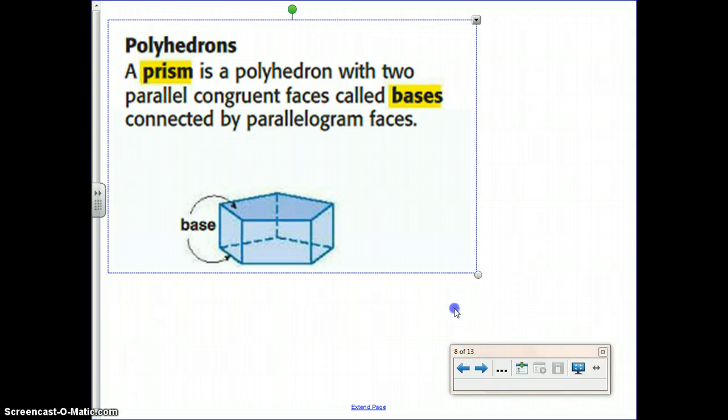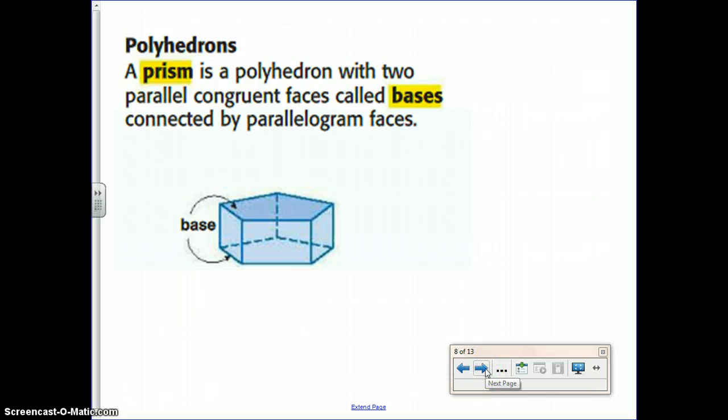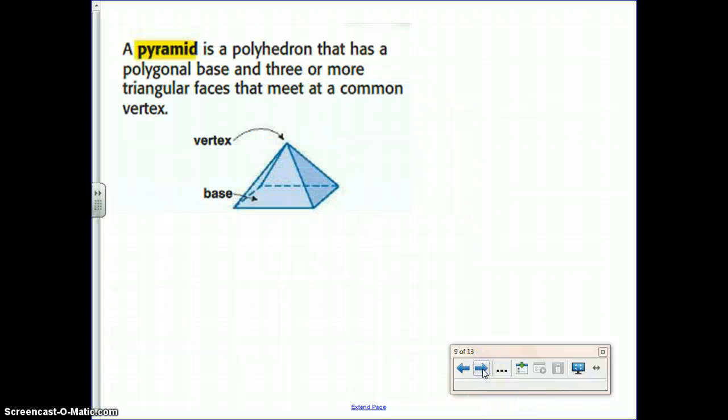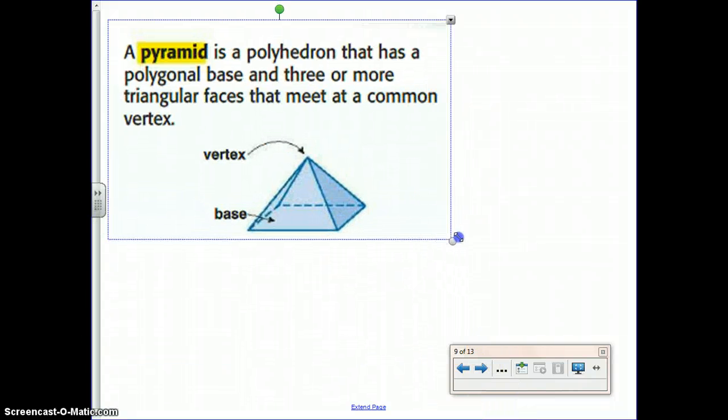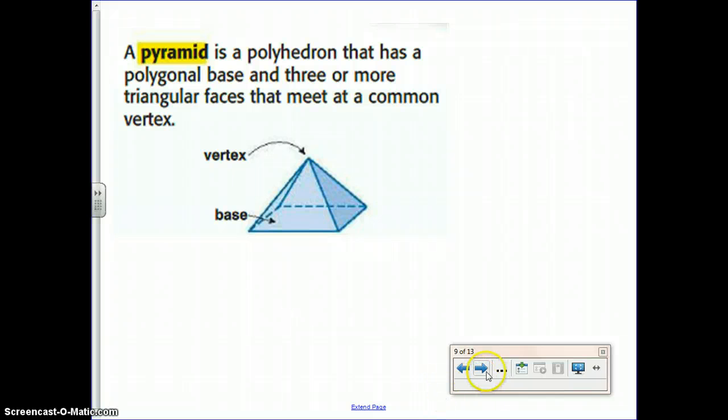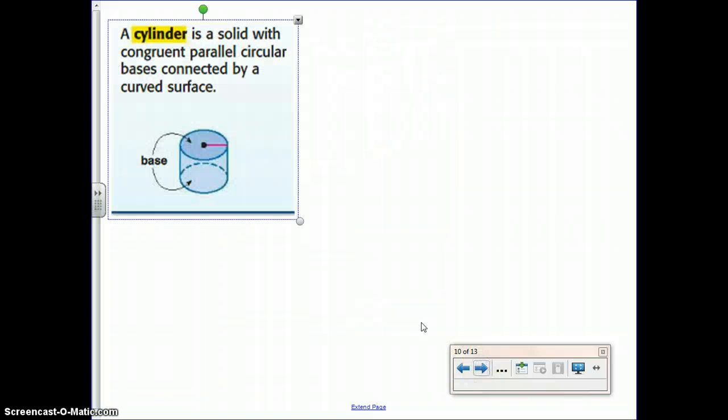So if you haven't yet, you want to be recording this in your vocab section. The bases are like the top and the bottom. They're the two congruent sides. This is a pyramid. It's a polyhedron that has a polygonal base and three or more triangular faces that meet at a common vertex. So in this case, the base is the one side that's different.